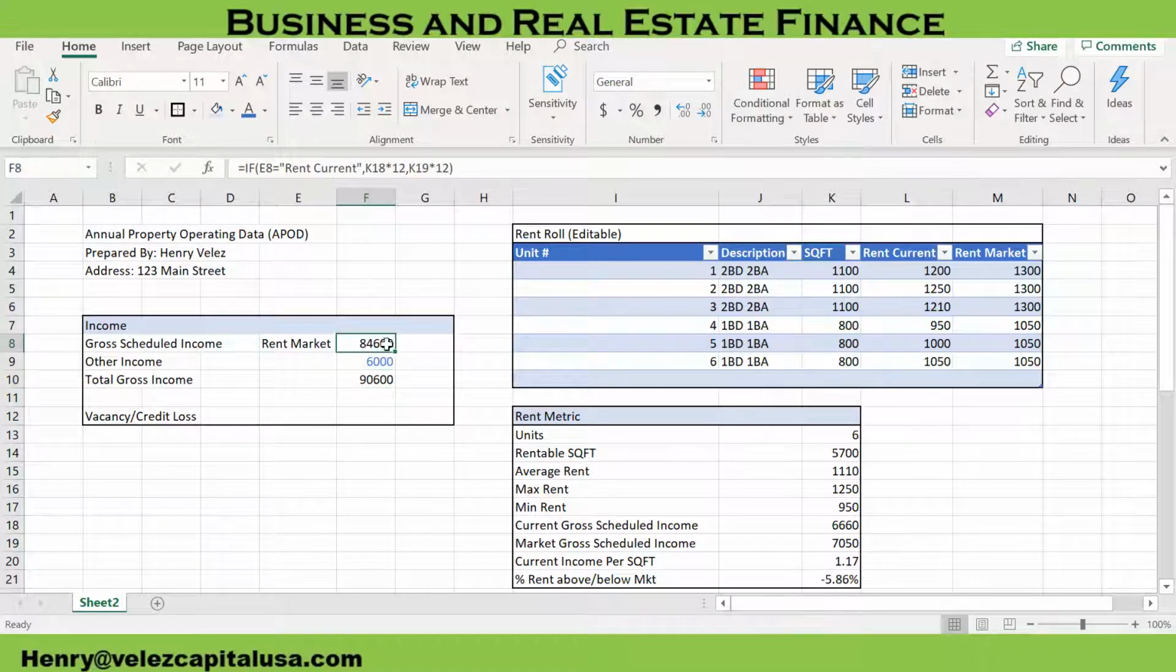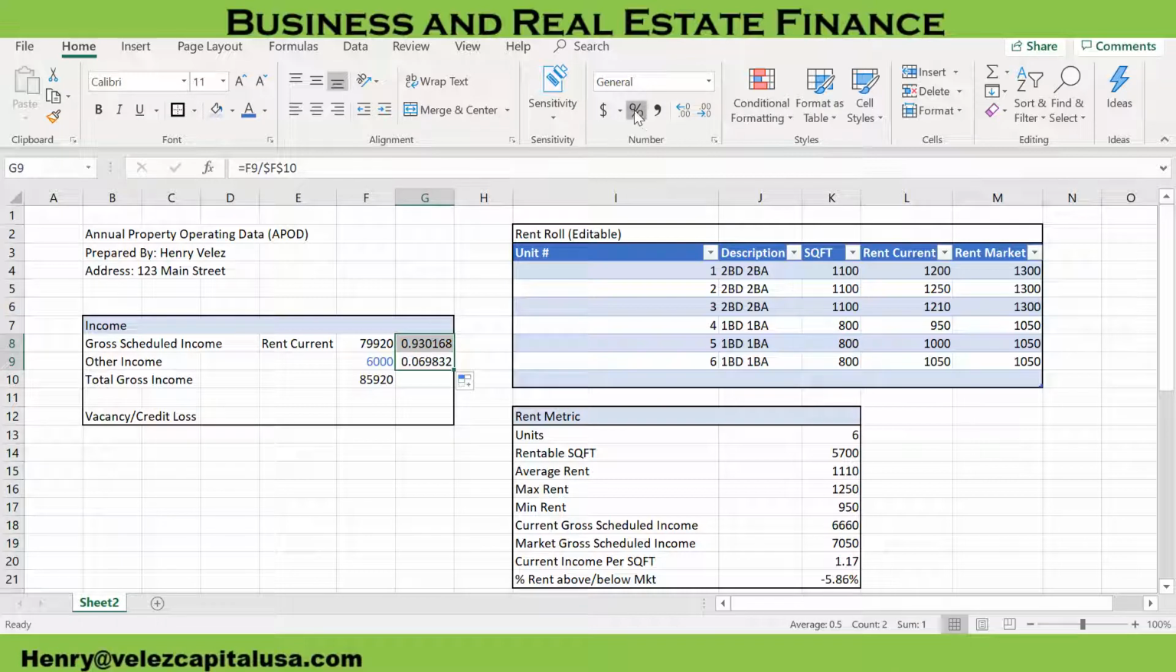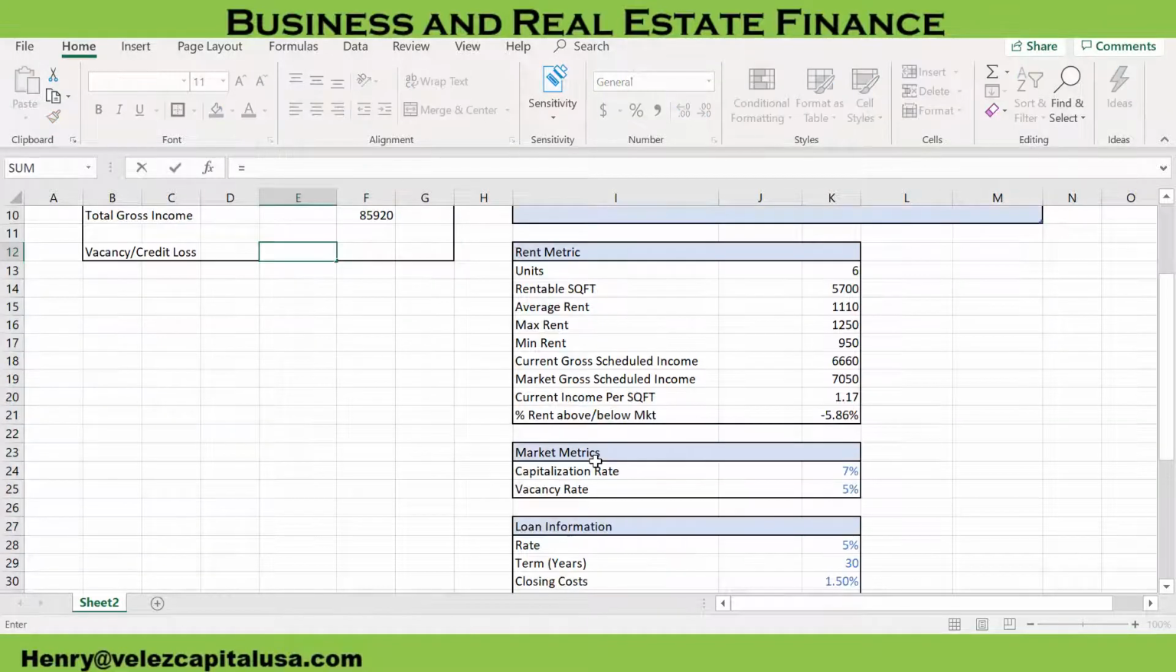So let's put this back to current so we don't mess around too much. And I like to do percentages to figure out what percentage of the total. So it would be the number divided by the total. We'll fix it by hitting F4. That puts the dollar signs in front of the column and in front of the row. 93%. We can drag that down because we fixed that number over here. Let's make this into a percentage. And there we go.